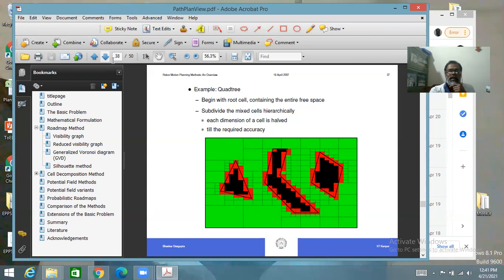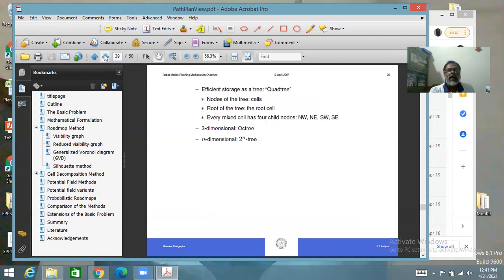Okay. Now, since this was two-dimensional, each time you decompose in four quadrants, out of which you make the tree structure of data. So that is why it was called quad tree. Okay. So nodes of the tree are cells. Root of the tree is the root cell, which has the full region, and every mixed cell has four child nodes, say northwest, northeast, southwest, southeast.